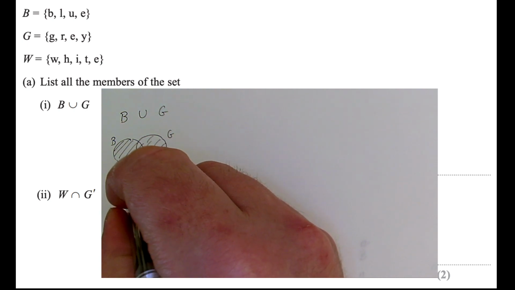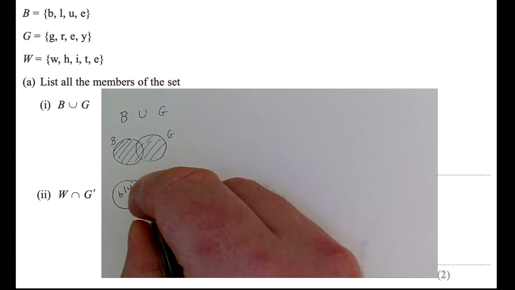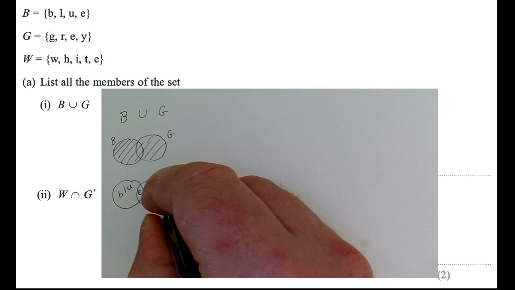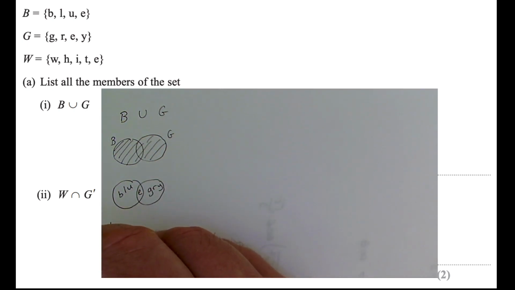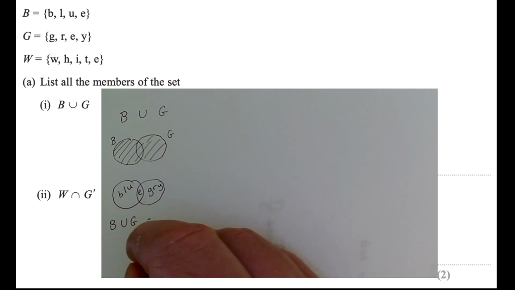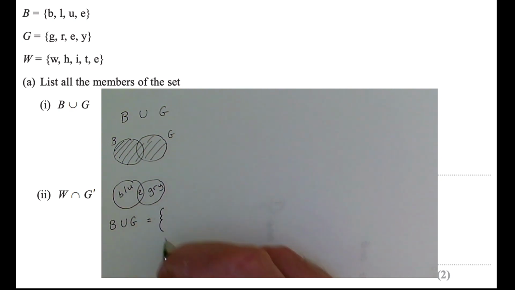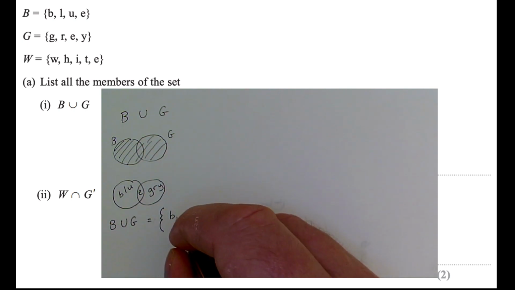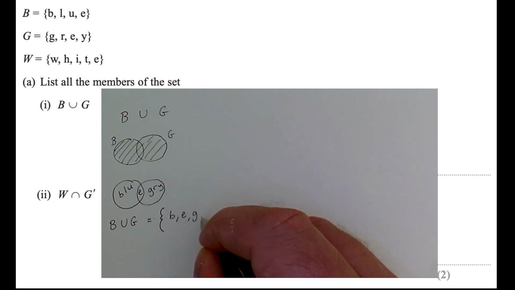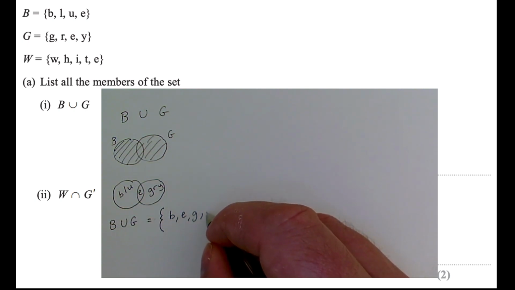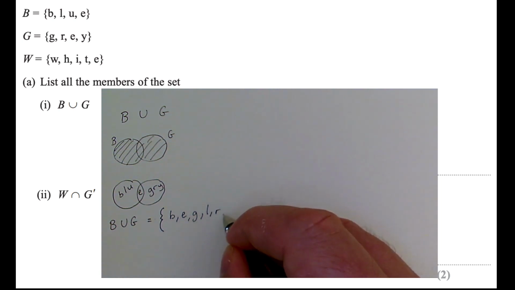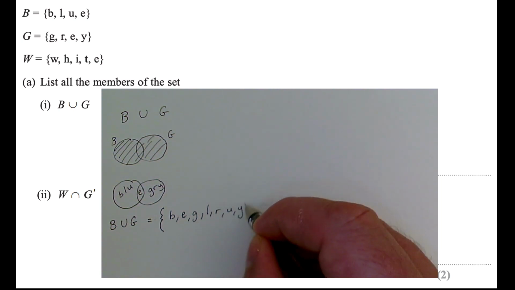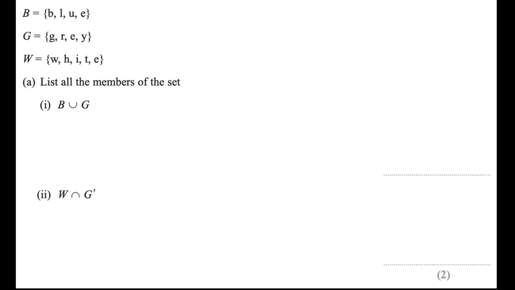So if I write my word blue and my word grey in the two circles, of course they share the letter E, so the E is going to have to go in the shared bit. But B, U and G is going to be all the letters, B union G, all the letters that are in those two circles. So I'm going to put them in alphabetical order just because I can. So B, also got E, G, oh, I forgot G, yeah. L, R, U, and Y. Okay, so that's my answer for the first part.